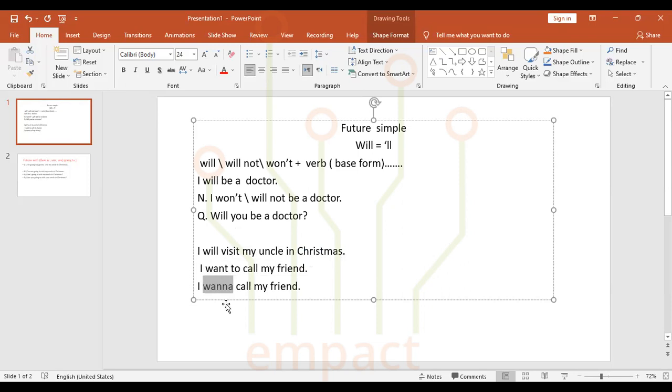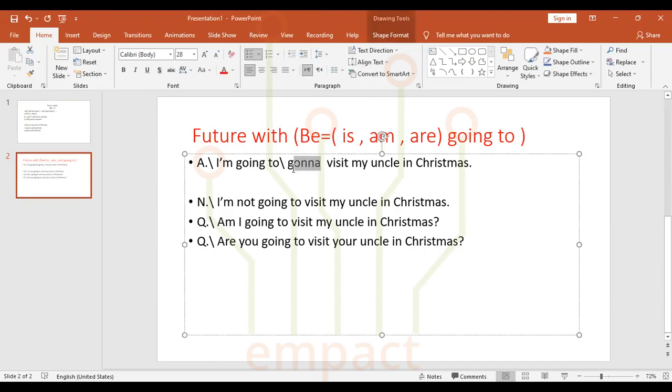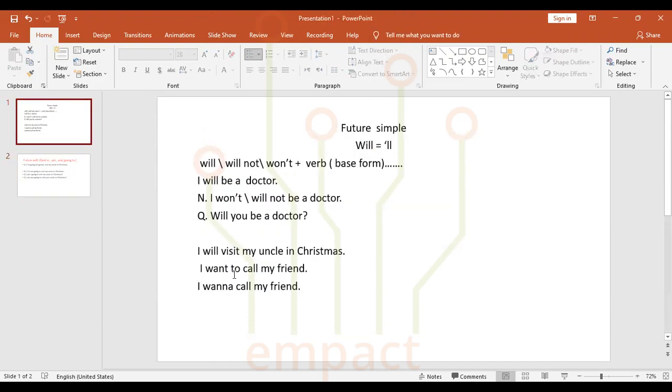It means I want to call my friend. Okay, I wanna call my friend or I want to call my friend. Same thing for gonna, it is going to or you can say gonna. We said we use gonna informally, and also wanna informally.